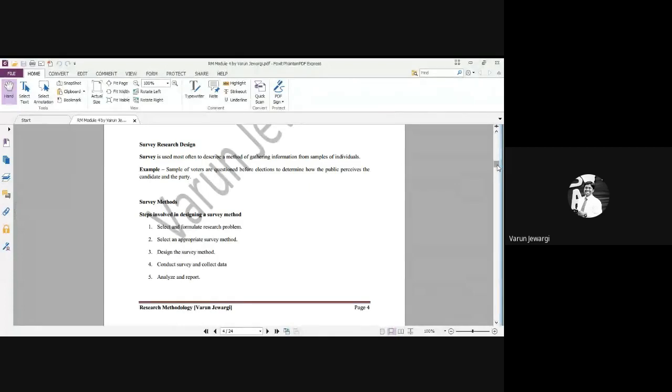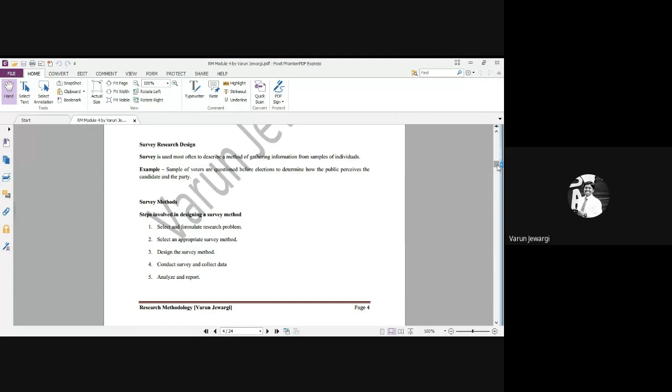First, let's understand the steps involved in designing a survey method. One is select and formulate the research problem. Second is select the appropriate survey method. Third is design the survey method. Then conduct the survey and collect the data, analyze and report. The research process you studied in module 1, the same steps are followed here as well. Have a glance at it. Wherever I have put it in one point, that is self-explanatory, I always believe.